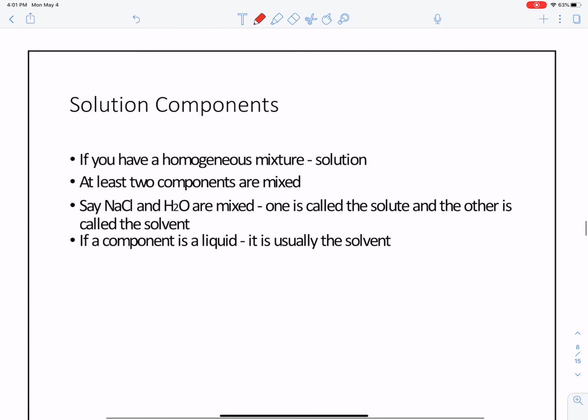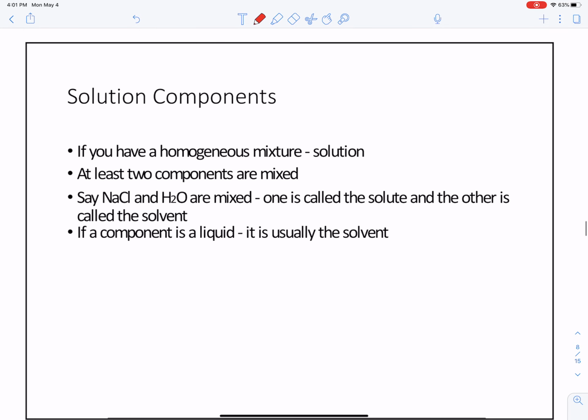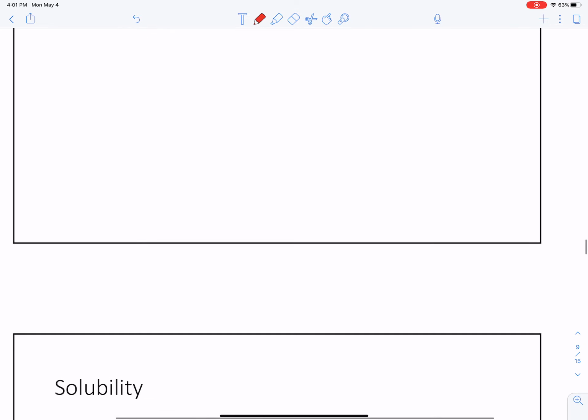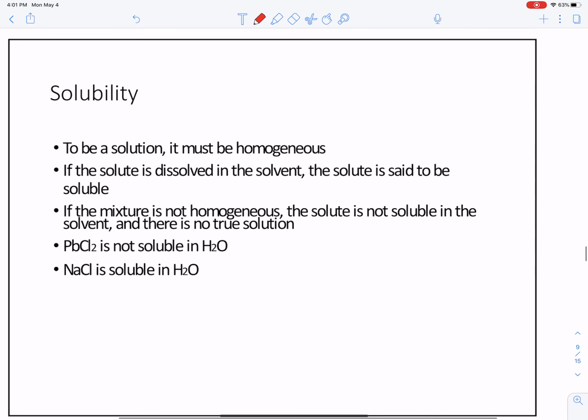Oh, we already talked about that. So now then, to talk about solubility: to be a solution, it has to be homogeneous. A heterogeneous mixture would be granite. A homogeneous mixture would be sweet tea. Or an emerald. A good emerald, if it's homogeneous and is crystal clear, is worth a lot of money. So you've got to be homogeneous.